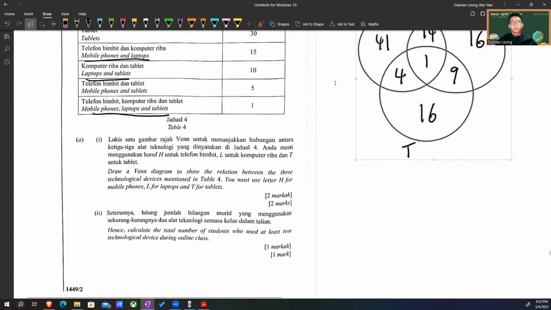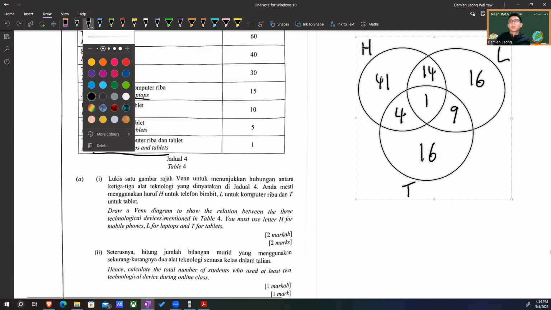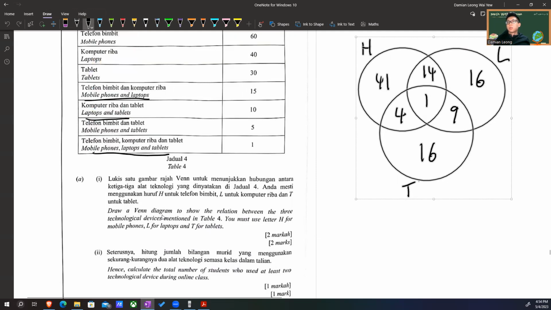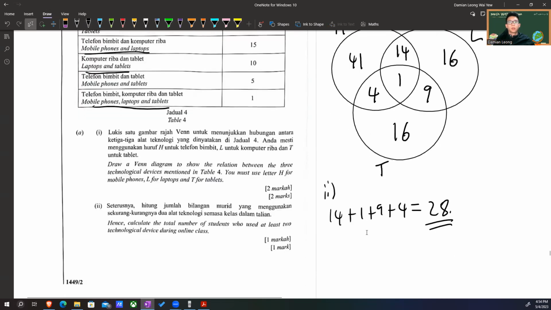Then A2. Calculate total number of students who use at least 2 technologies during online class. So at least 2 technologies. So basically, it will be all this. So it's just 14 plus 1 plus 9 plus 4. So it's 28. Yeah. That's for part A.